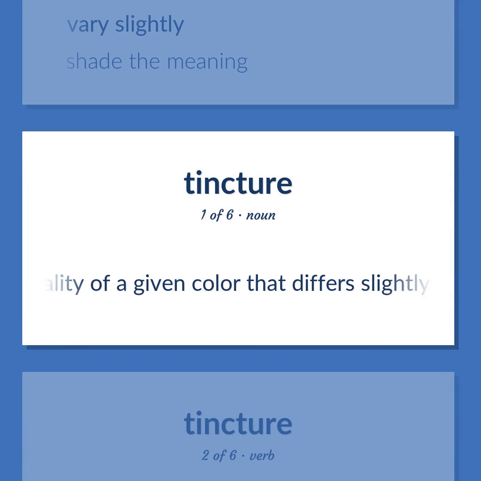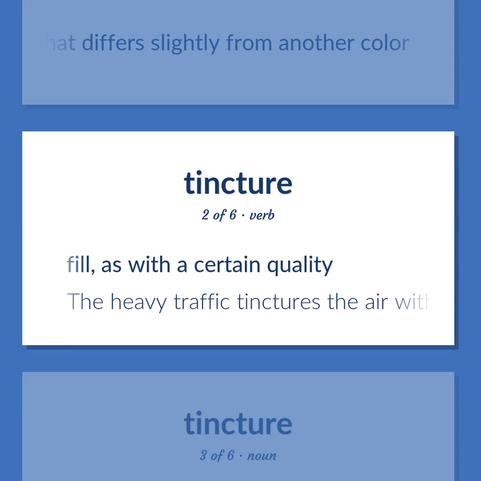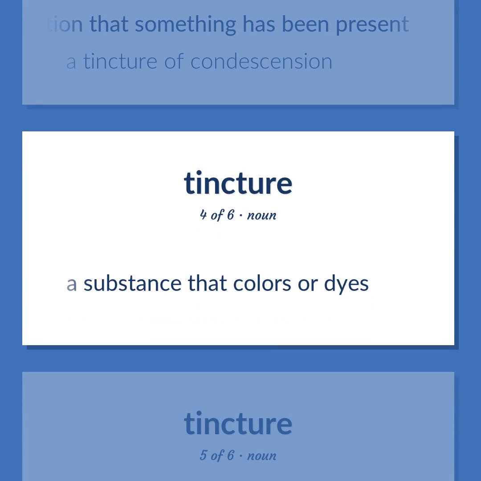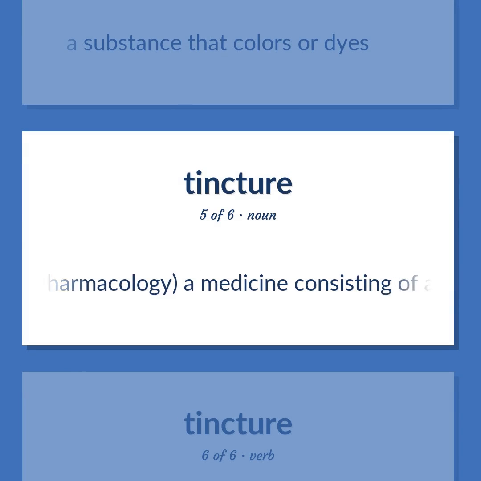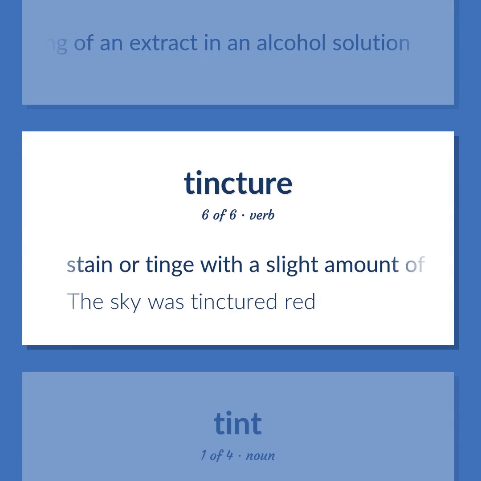A quality of a given color that differs slightly from another color. Fill, as with a certain quality. The heavy traffic tinctures the air with carbon monoxide. An indication that something has been present. A tincture of condescension. A substance that colors or dyes. Pharmacology, a medicine consisting of an extract in an alcohol solution. Stain or tinge with a slight amount of a color. The sky was tinctured red.